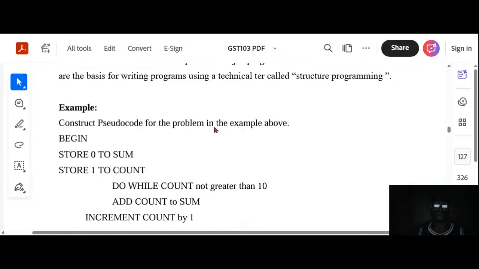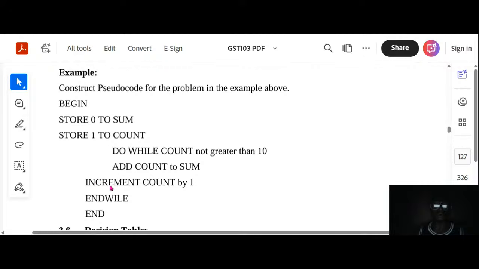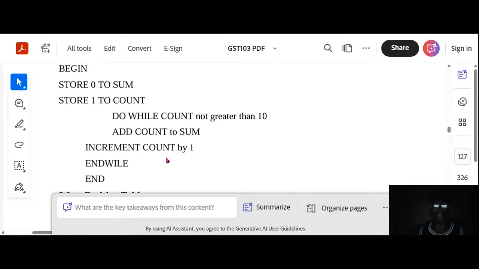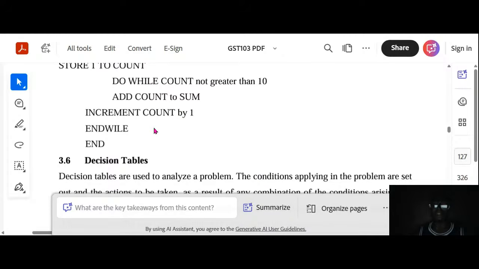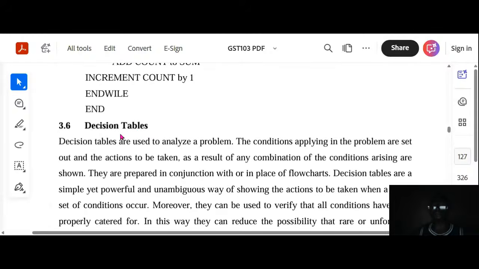Construct pseudocode for the problem in the example above. Well, they didn't give any example, but this is an example of the solution using pseudocode. Begin, store 0 to sum, store 1 to count, do while count not greater than 10, add count to sum, increase count by 1, end while, end. That is pseudocode. Another thing we'll be looking at is decision tables.